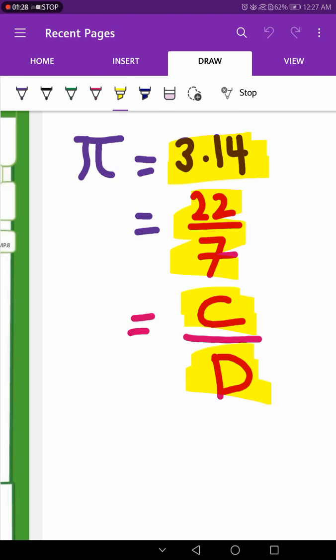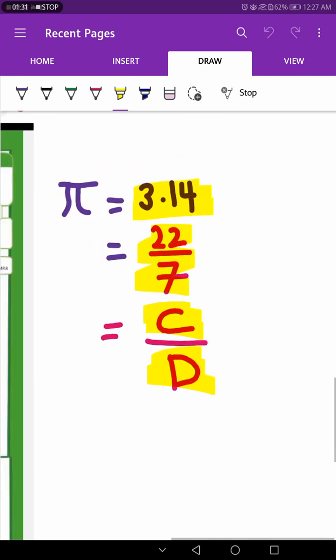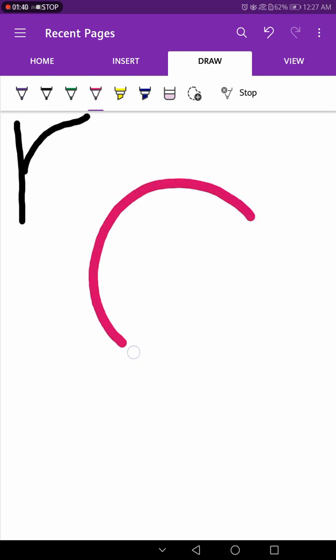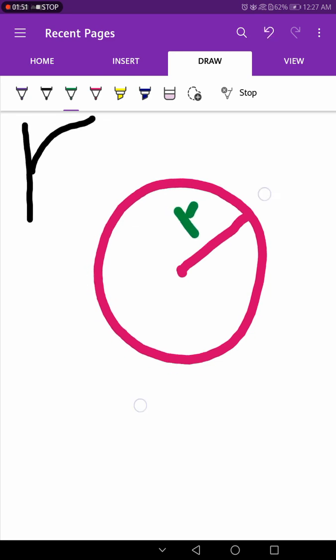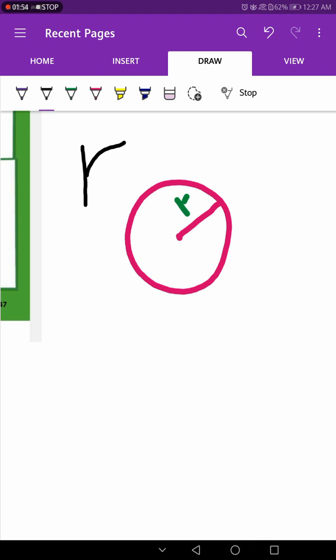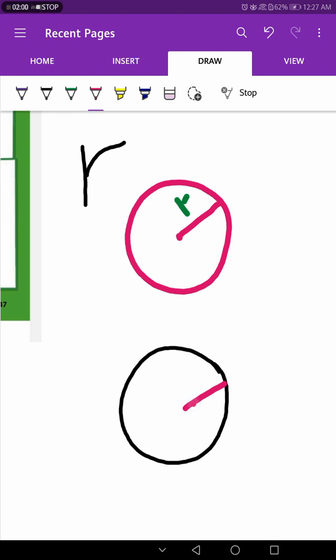Okay, what else did we have before? We have also the radius of the circle. You know what the radius is? It is the distance between the center and the circumference. We call it r. And we have also the diameter, which is double the radius, and we write it as d.